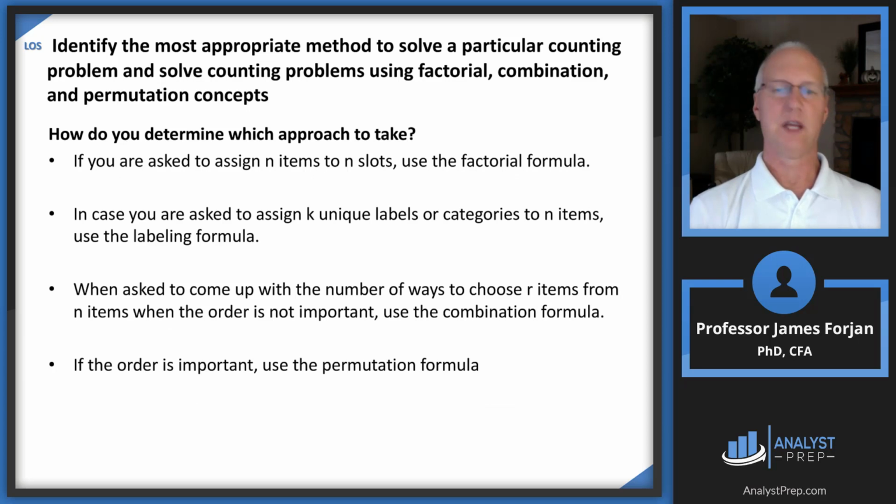Now, here's the advice that you need. How do you determine which of these approaches to take on the exam? Here are 4 good bullet points. If you're asked to assign n items to n slots, use factorial. In case you are asked to assign k labels or categorize n items, use the labeling formula. Use the combination formula when the order is not important to choose from among a sample. And if the order is important, choose the permutation formula.